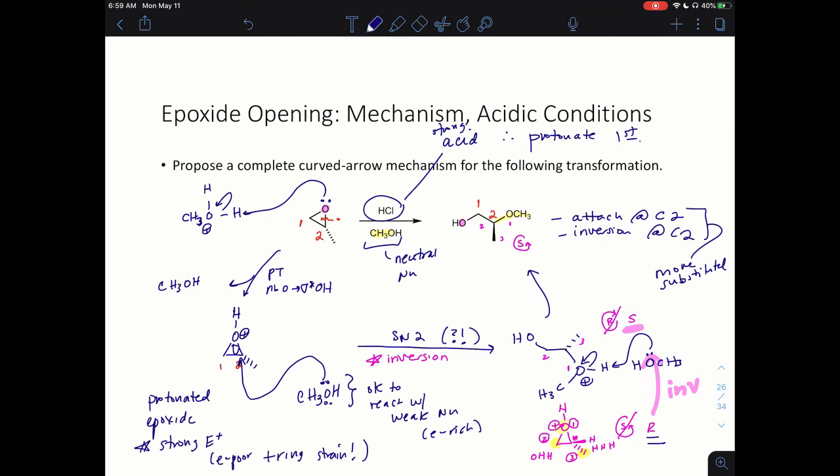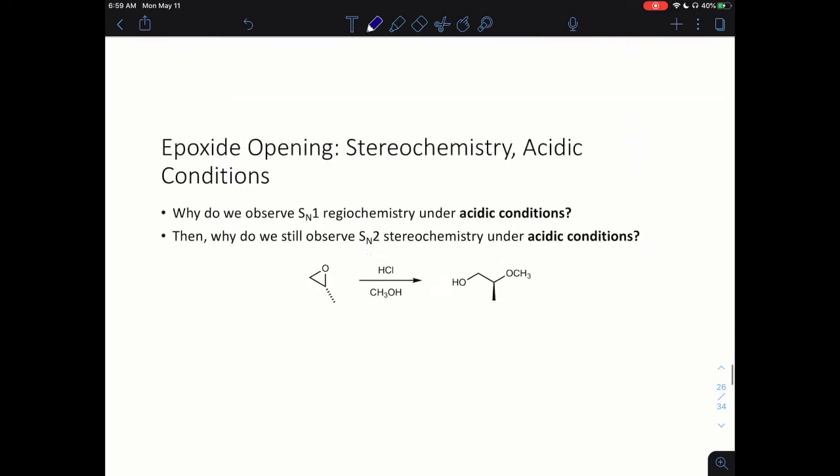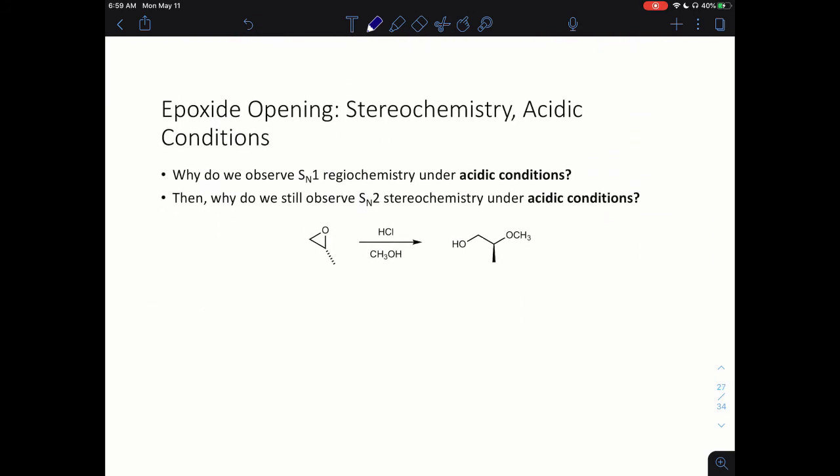All right, what in the world is going on here, right? Why do we observe SN1 regiochemistry, meaning that the more substituted carbon reacts under acidic conditions, but we're still observing SN2 stereochemistry? So we're seeing SN1 regiochemistry, which means that the more substituted carbon, carbon 2, was attacked by methanol, but we're still seeing inversion of stereochemistry, which is associated with SN2.